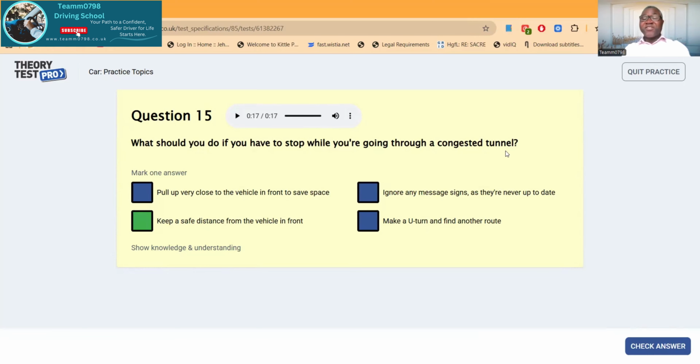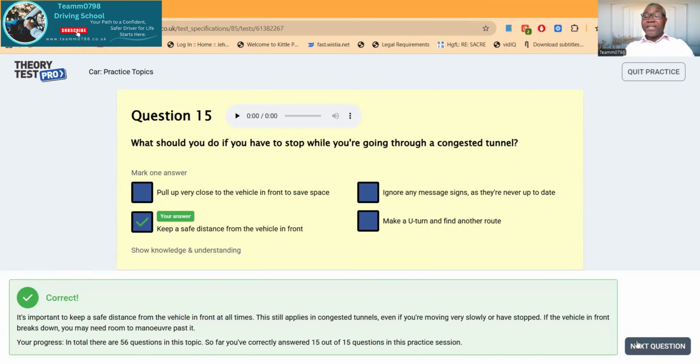It's ridiculous. Okay, so you can cancel that particular answer. Ignore any message? That's wrong. That's wrong as well. You cannot ignore messages, especially when you are driving. Pull up very close to the vehicle in front to save space? That does not make sense. It's dangerous. Keep a safe distance from the vehicle in front. That should be the correct answer, and it is.